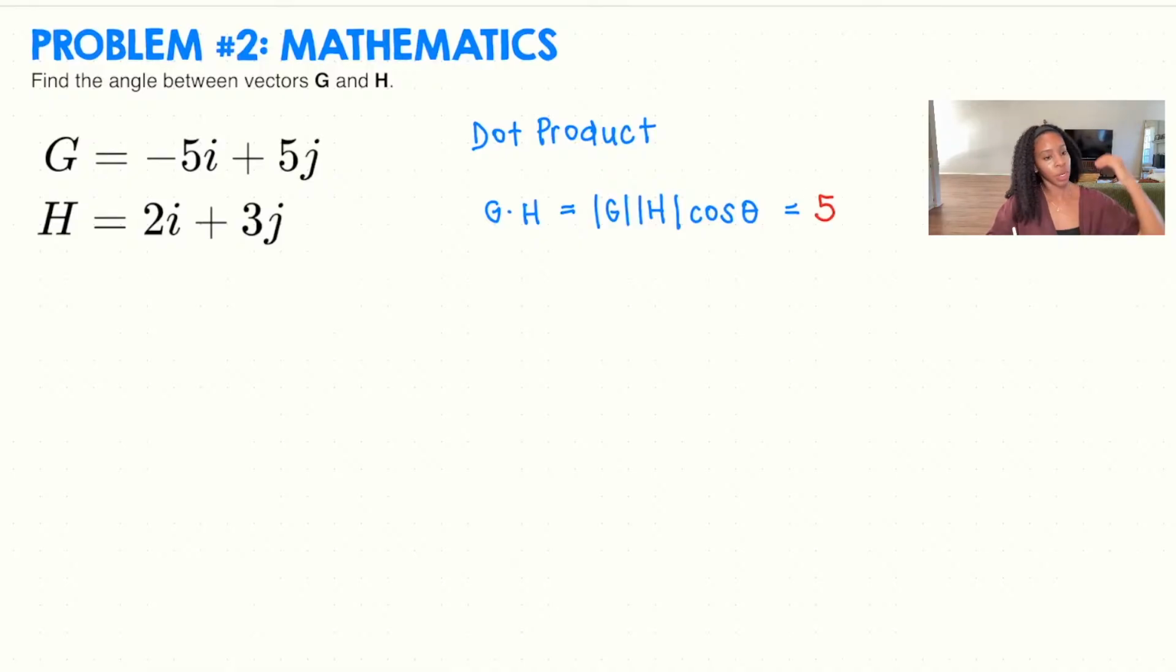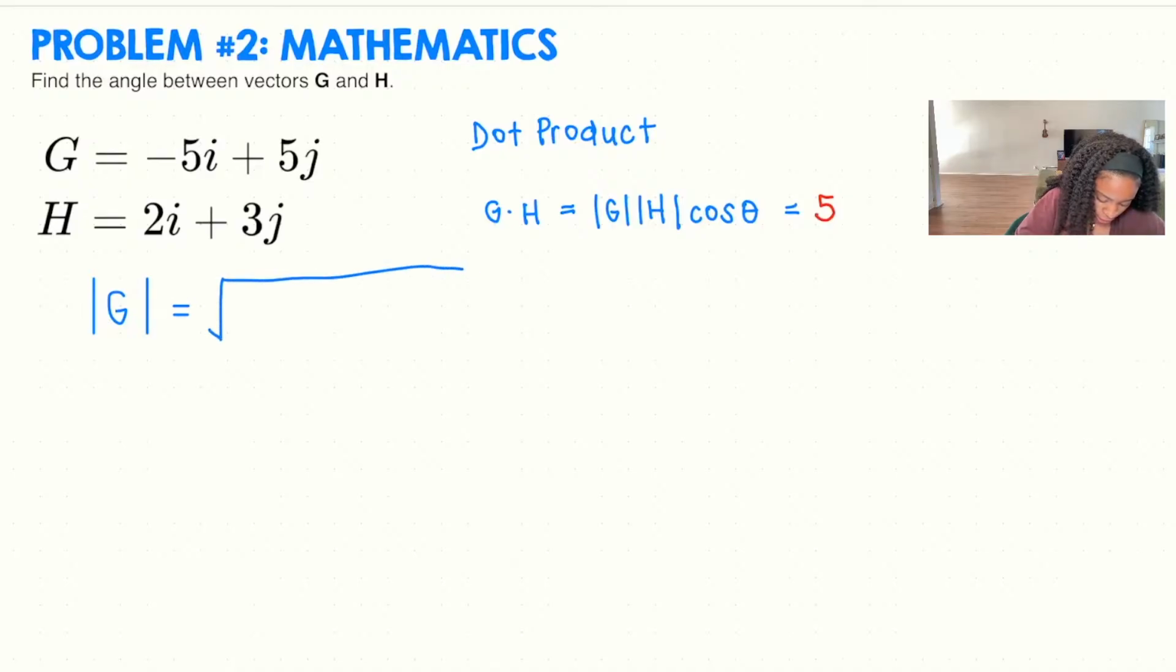So now that we know what the dot product result is, we also need to find the magnitudes of G and H. So to do that, we need to take the square root of the component squared, just like the Pythagorean theorem. So we're going to do -5 squared plus 5 squared.